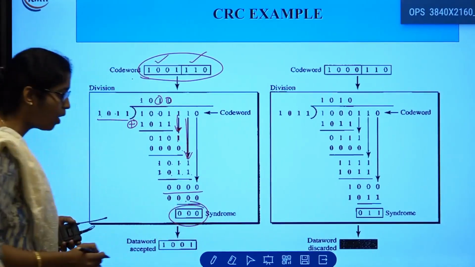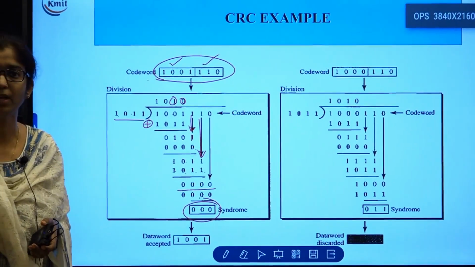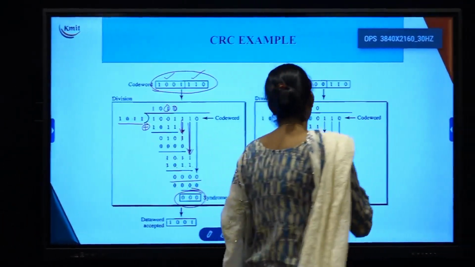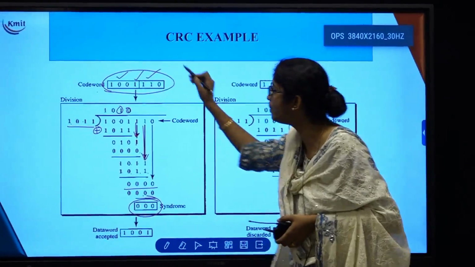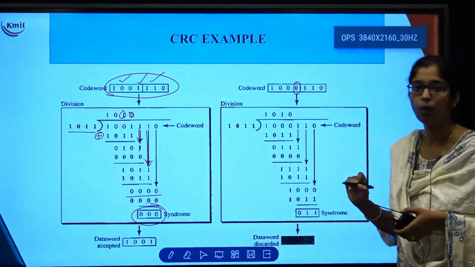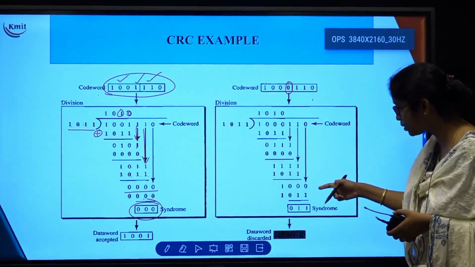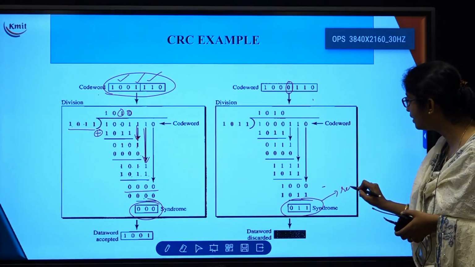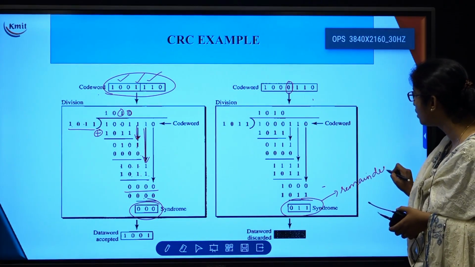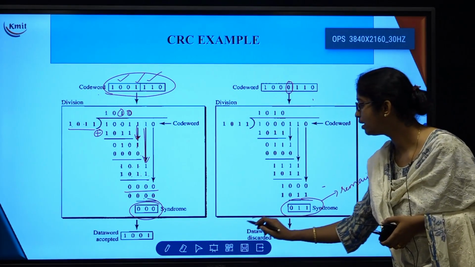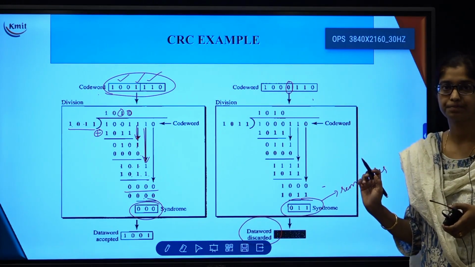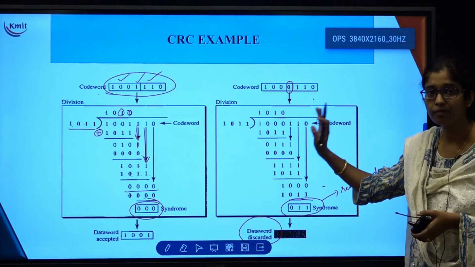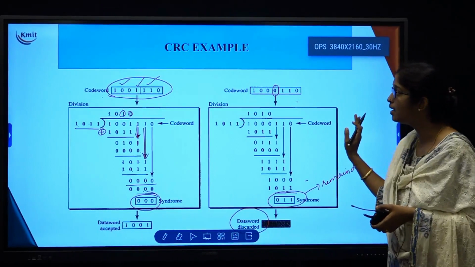So what is the syndrome I got? The remainder I got is all zeros. That means there was no error during data transmission. But when we come to an error, for example, I am modifying this 1 bit during transmission to a 0, what will happen? If you do this procedure, you will get a non-zero syndrome, or a non-zero remainder. In this case, the data word is not accepted, and it will be discarded. So what have we learned from this? We have learned that CRC is used for error detection.